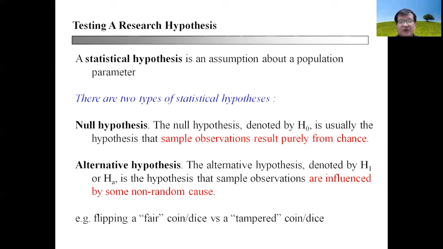So when we talk about the null hypothesis, which is typically denoted by H null, it is usually the hypothesis that sample observation results purely from chance. On the contrary, the alternative hypothesis means that the observations are influenced by some non-random cause. That means there is actually a deliberate factor playing its role, thereby altering the outcome or results.